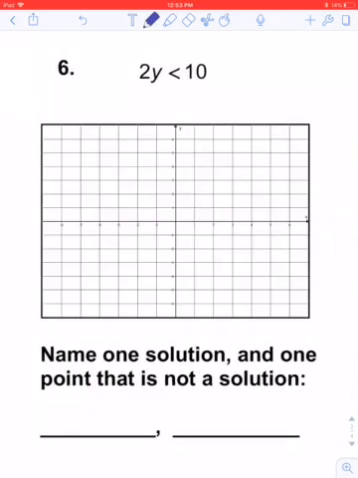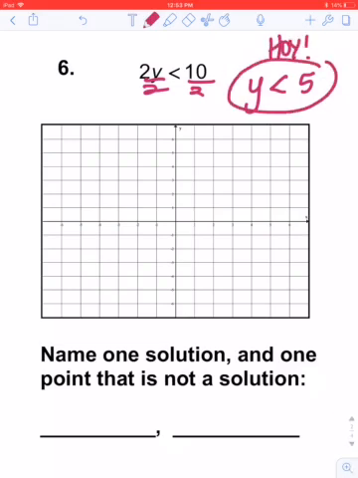Okay, last one here. Again, I wanted to say y equals mx plus b. So I'm going to divide both sides by 2, and I get y is less than 5. There is no x here. There's no slope. So that means that this is a horizontal line. So I'm going to go to 5, and I'm going to draw my horizontal line. In this case, it's a dashed line, because it just says y is less than.